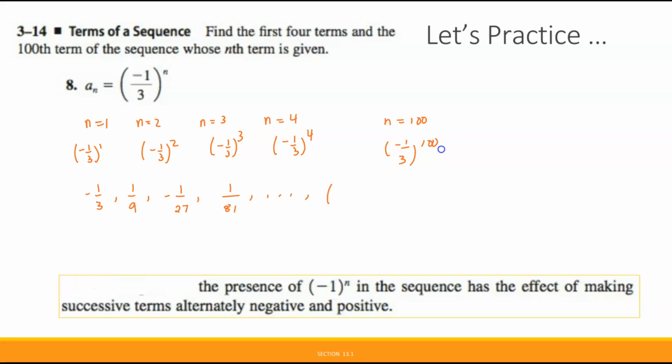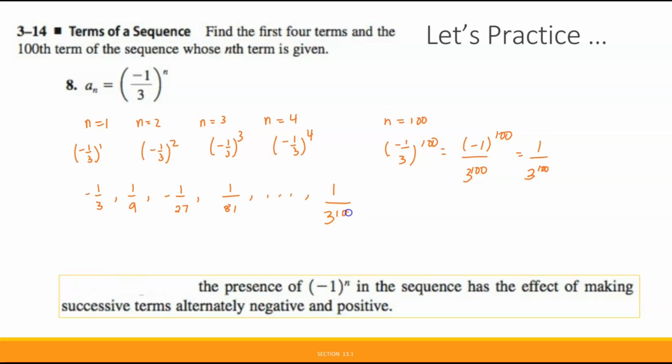Up top, if I take negative 1 to the 100th power, since the power is even, that's going to be a positive 1. So at least we can simplify that part. 3 to the 100th is too large for the calculator to handle. So we'll just leave it as 3 to the 100th power. So that's 1 over 3 to the 100th power.